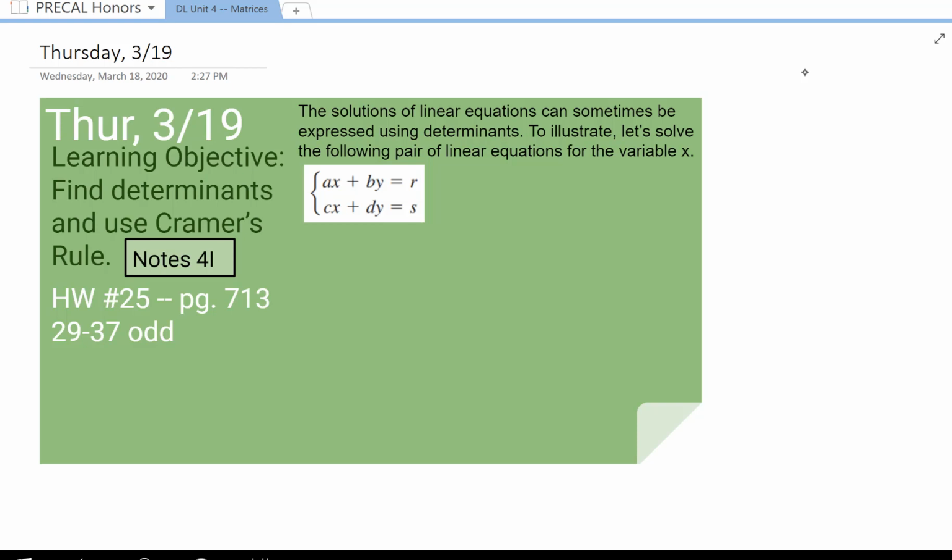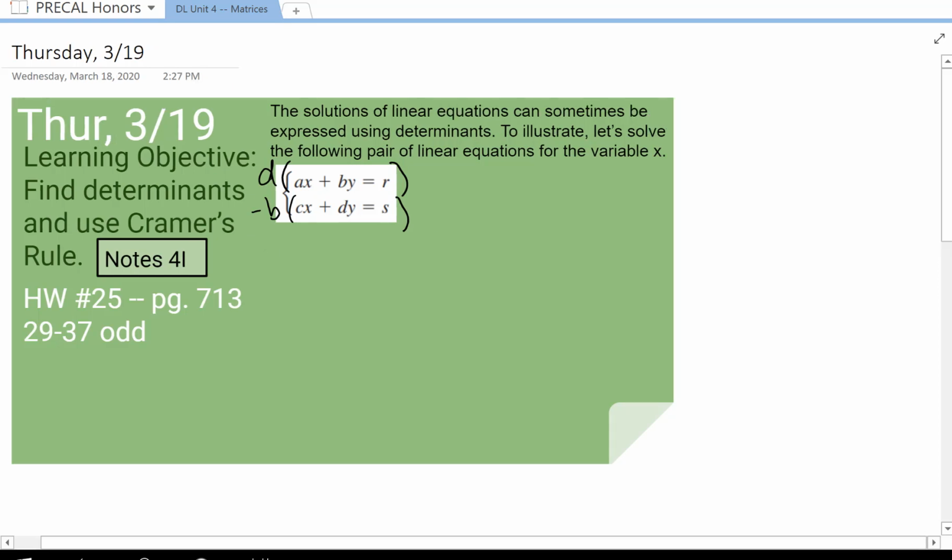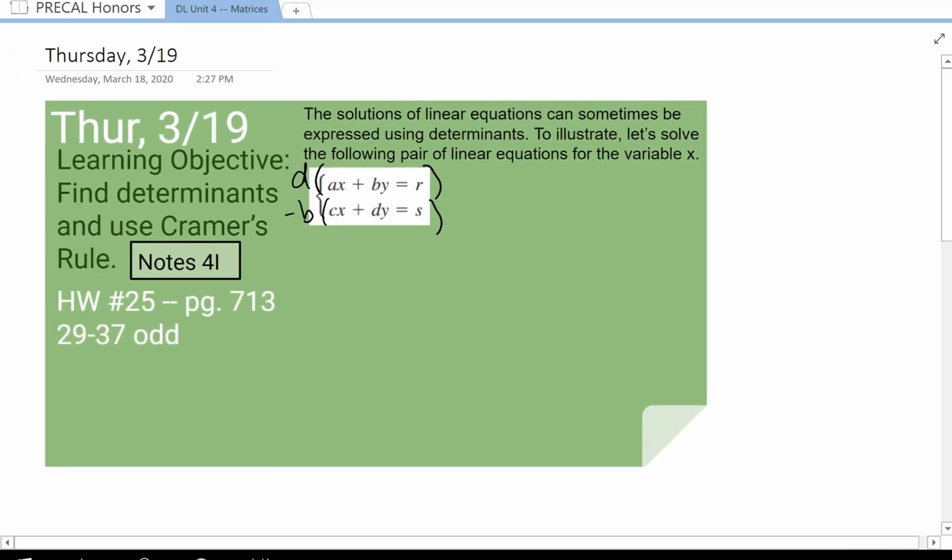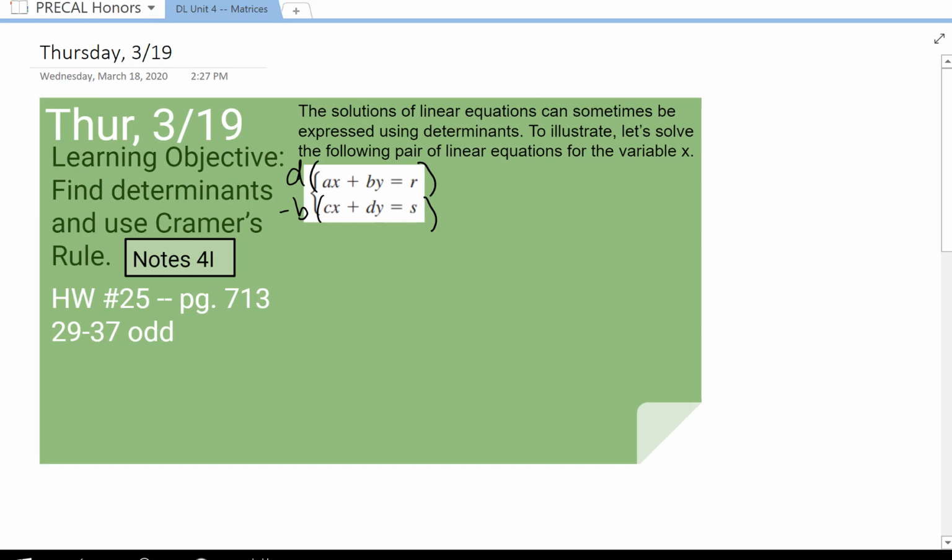To illustrate, we're going to solve this system right here. Okay, so I'm going to solve with elimination, so I'm going to multiply this equation by d. I'm going to get rid of the y's first, and then multiply this equation by negative b, so that when I add them, that will eliminate the y variable.